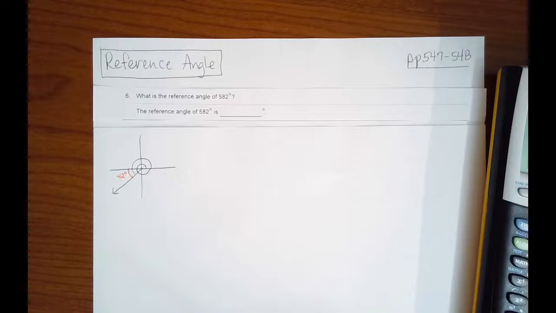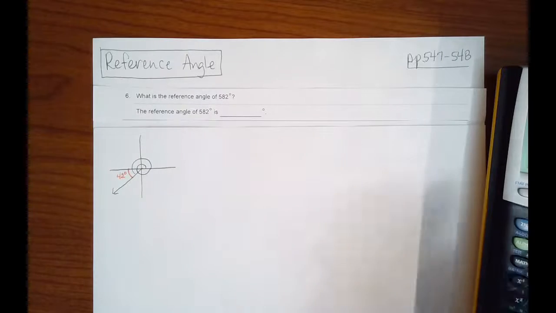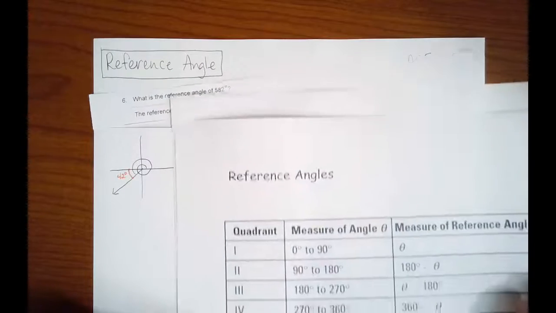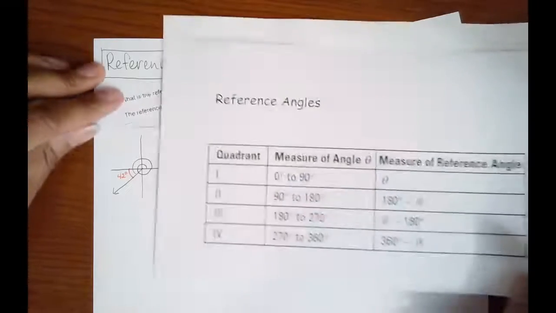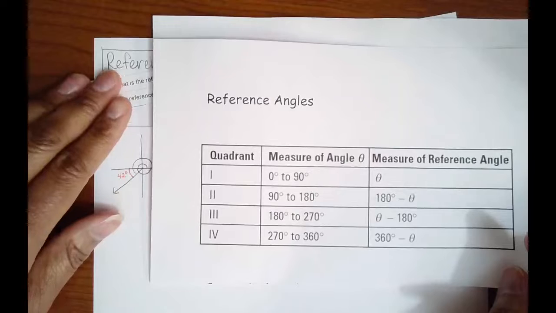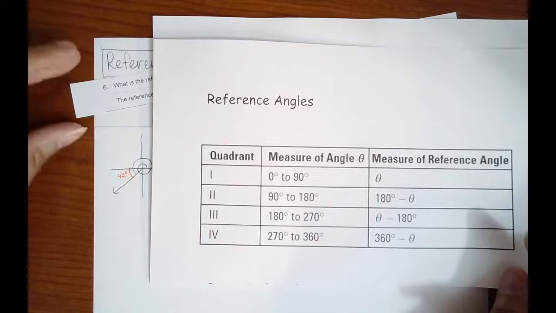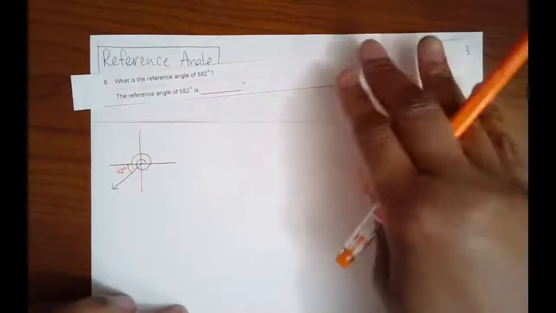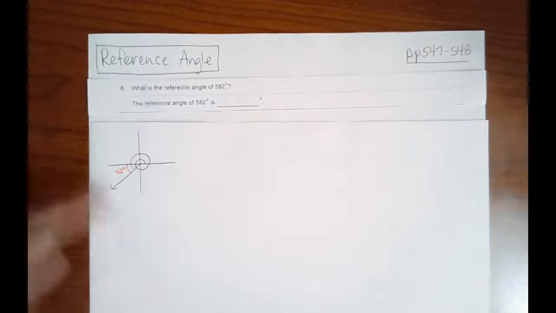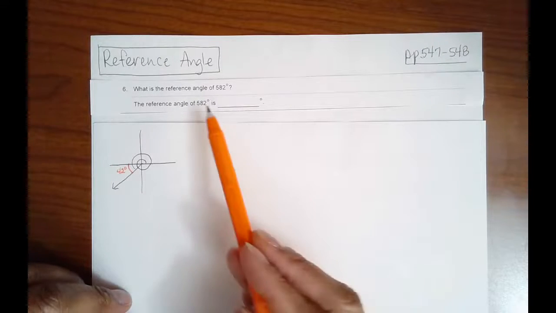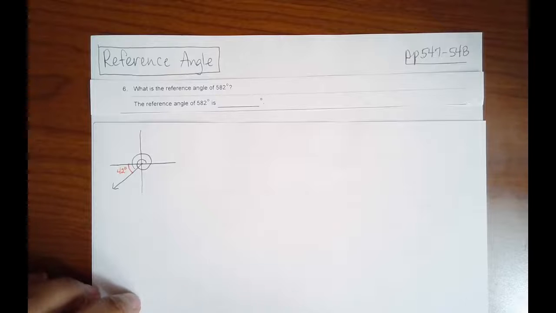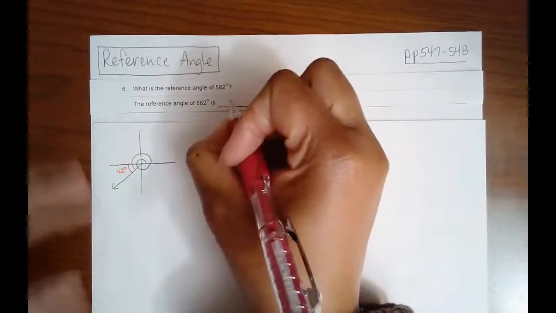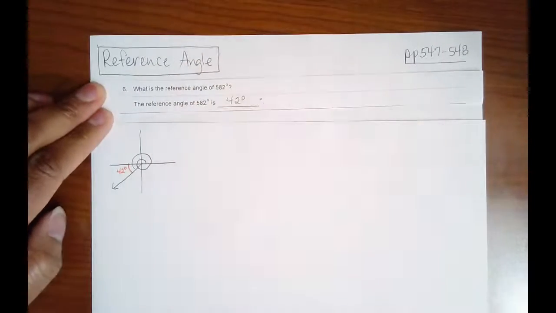Okay? Now, the other thing that I want to bring to your attention, I've uploaded a handout that you may use called Reference Angles. And this is designed to help you calculate the measure of each one. But I think it would be helpful if you know how to graph it by hand and then determine how much more you need to get to the angle measure that they're asking for. So in this example, the reference angle measures 42 degrees.